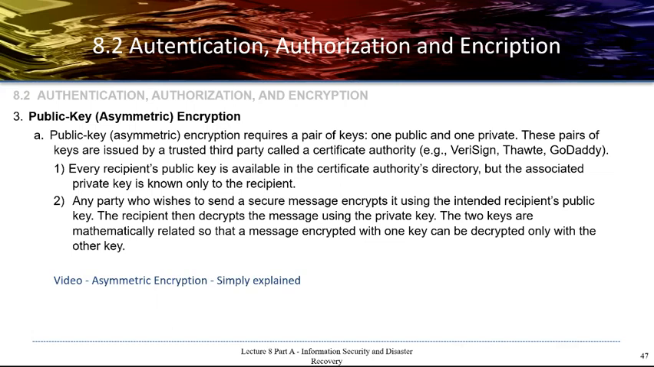So every recipient's public key is available in the certificate authority's directory, but the associated private key is known only to the recipient. The public keys are there in the authority directory. Any party who wishes to send a secure message encrypts it using the intended recipient's public key. The recipient then decrypts the message using the private key. The two keys are mathematically related so that a message encrypted with one key can be decrypted only with the other key. So this is the method.